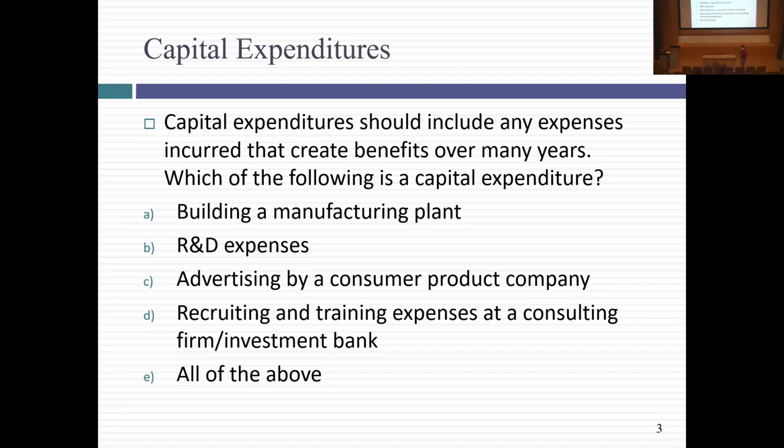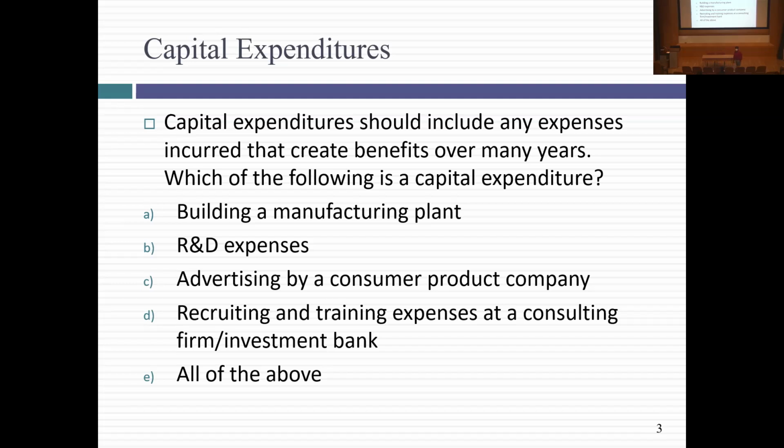Building a manufacturing plant. That's a slam dunk, right? Accountants have always dealt with that as Capex. How about R&D expenses? Clearly, if you define it as expenses with benefits over many years, it might be uncertain, but as we'll see, that's a very weak defense against treating it as a capital expenditure with uncertain benefits.